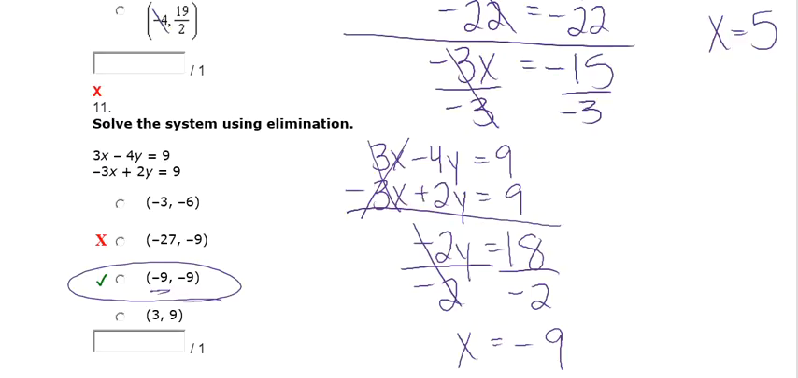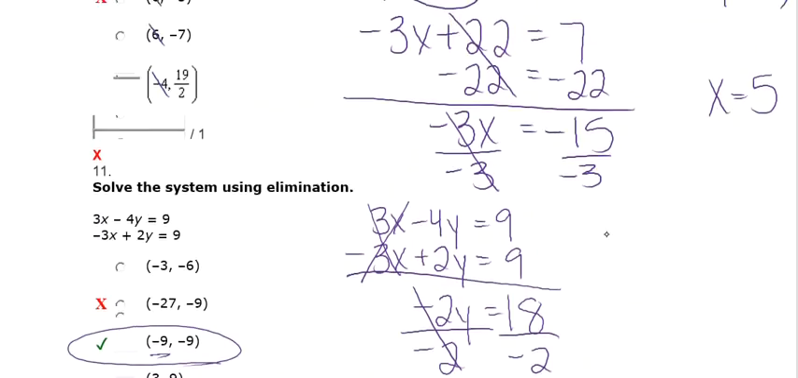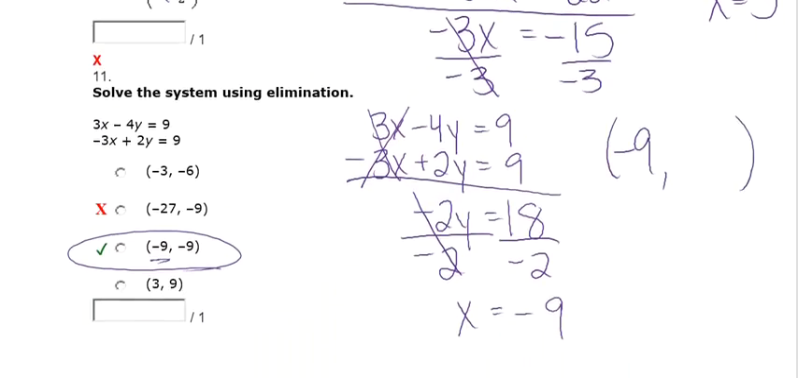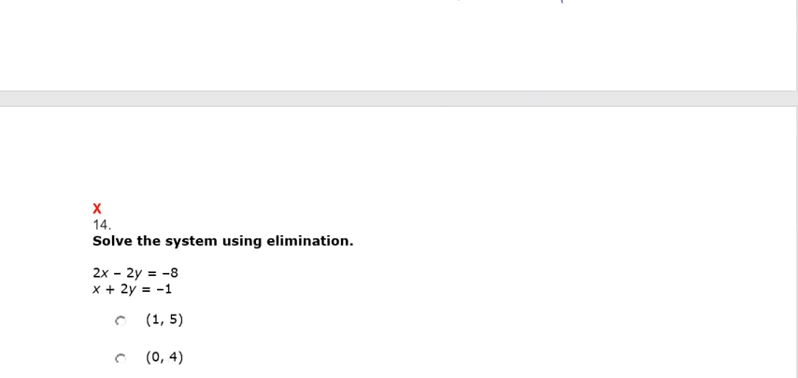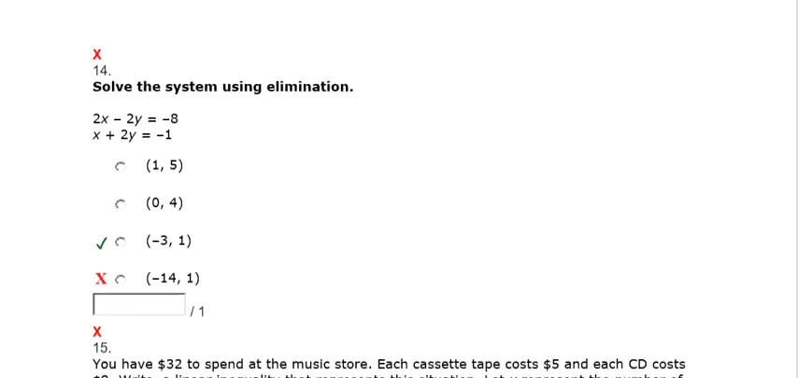If you needed to find the y, so if there was another ordered pair that had negative 9 for x, again, you would have to substitute the negative 9 in, or plug the negative 9 in for x either here or here, and then solve that equation for y to figure out what y is. I think we might only have 2 left.